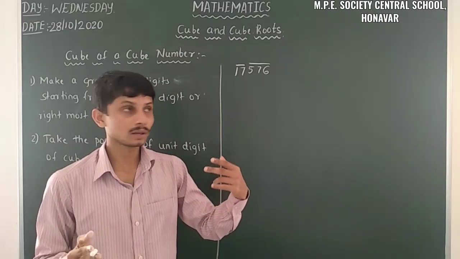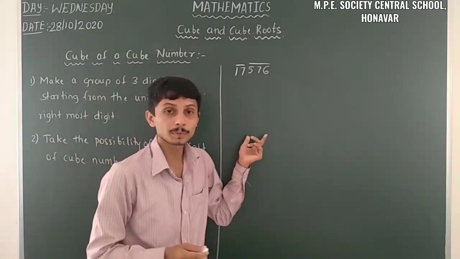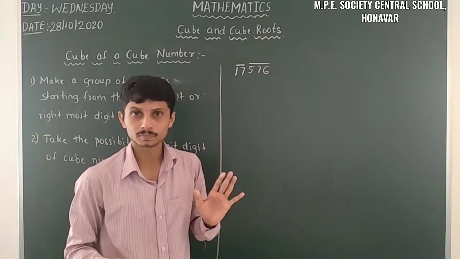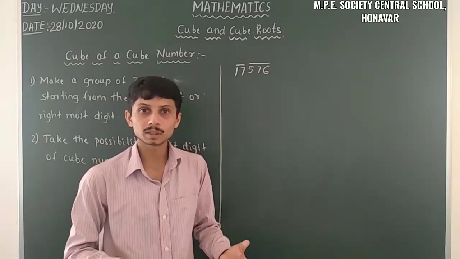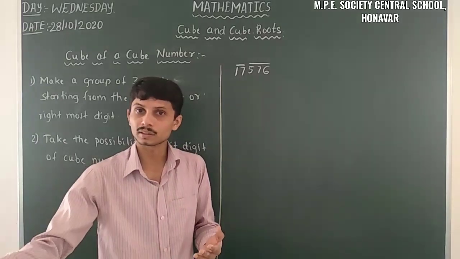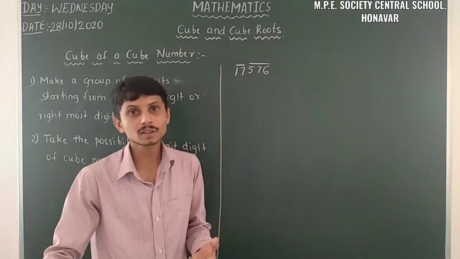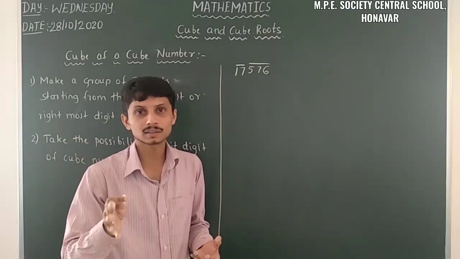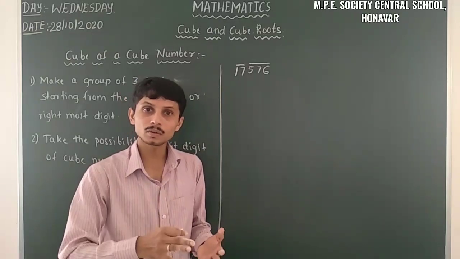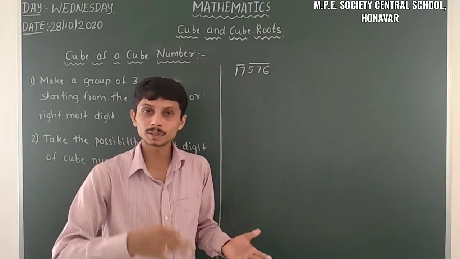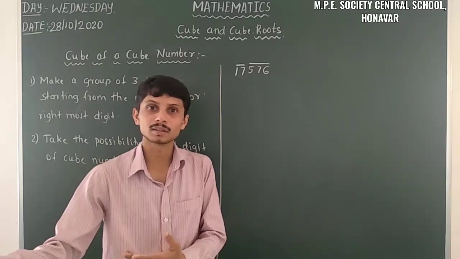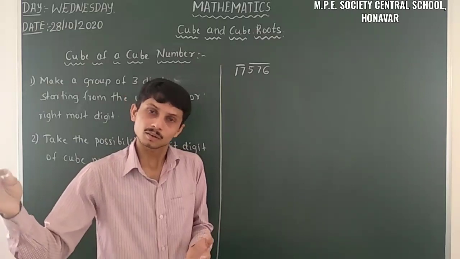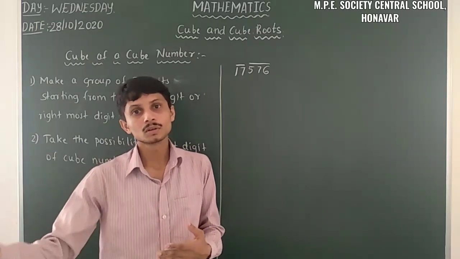So that means when we have the unit digit, for example 51, after taking the cube the unit digit must be 1 only. And when we have 52, 2 cube is equal to 8, so after taking the cube we have the unit digit as 8 only. Then 3 cube is equal to 27, so for 53 cube the possible ending digit is 7. 4 cube is equal to 64, then 4 only.